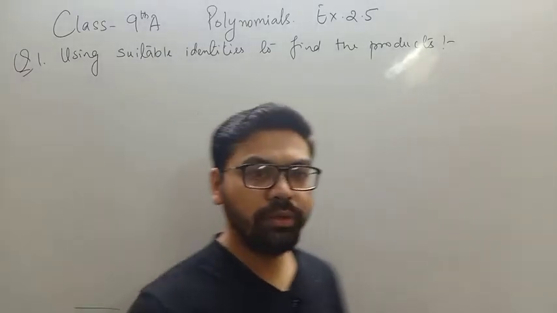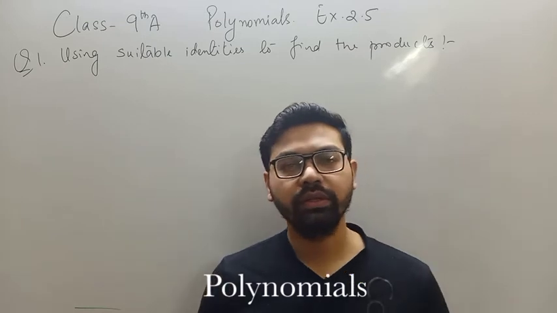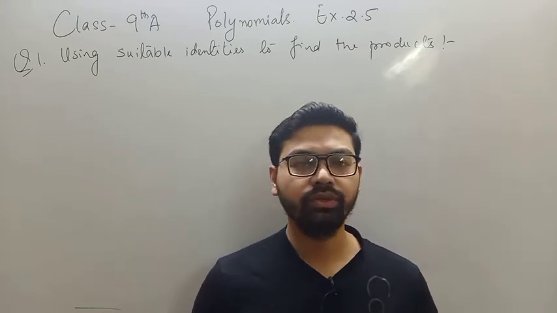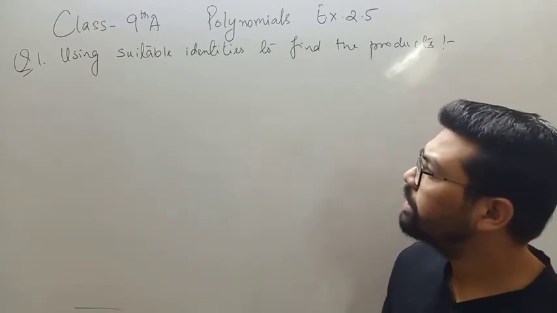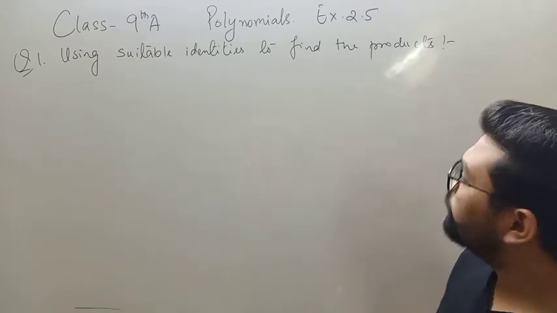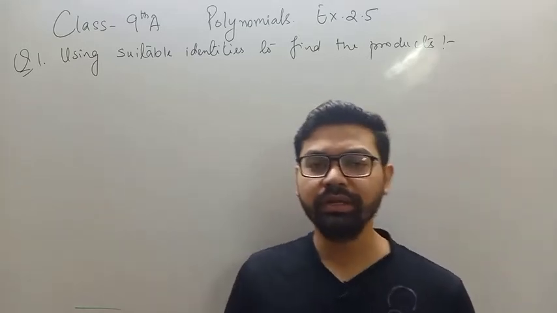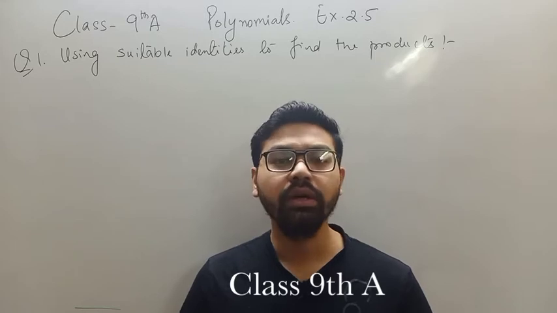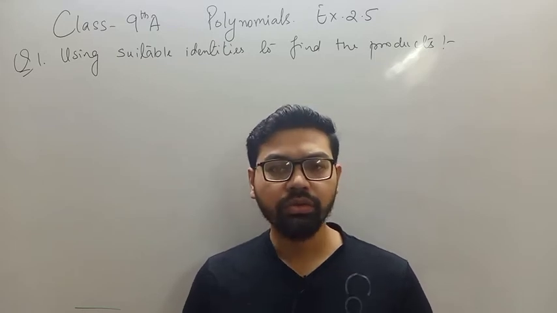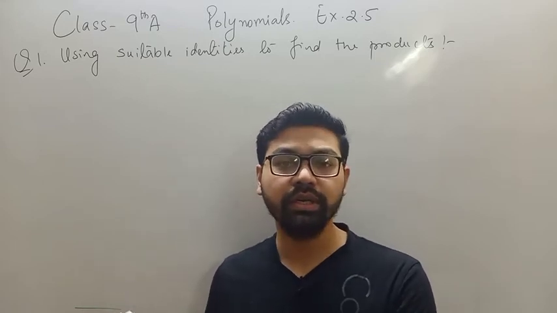So good morning students. Today we are going to start the last exercise of your second chapter, which is 2.5, and the question is using suitable identity to find the products. In the last class I gave you around 8 to 10 identities that you all need to learn to solve the questions based on exercise 2.5.